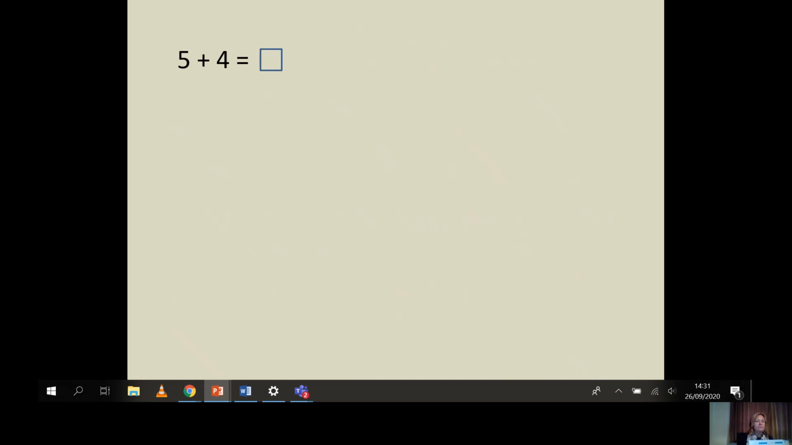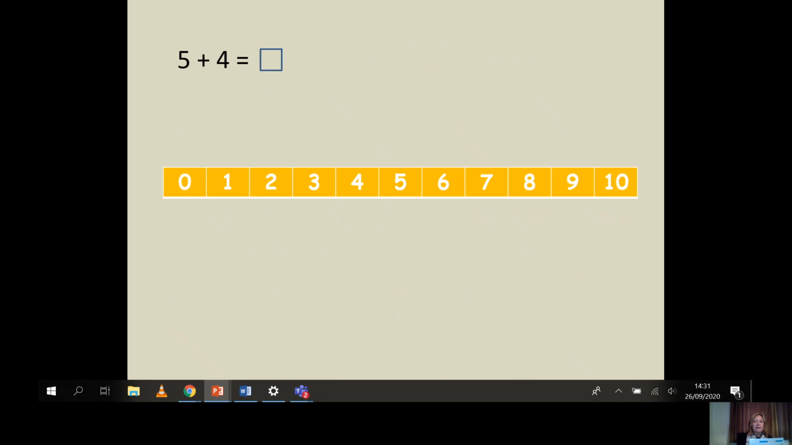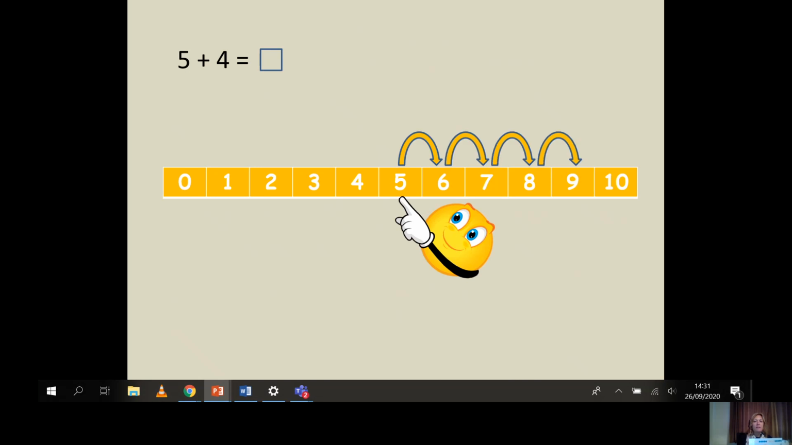So 5 plus 4, we move on a little bit from the very early stages of our pictorial and we start thinking about, okay, so now we're a bit more independent with it. 5 is the biggest number. 5 plus 1, 2, 3, 4, end up at 9. Okay, so again, started with the largest number, counted on 4 spaces, ended up with 9.